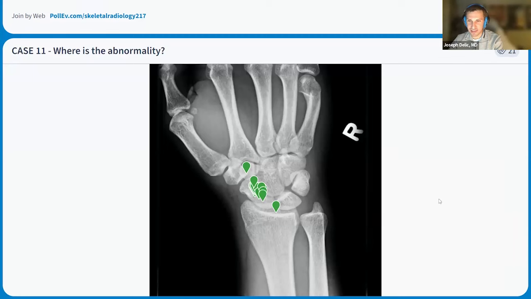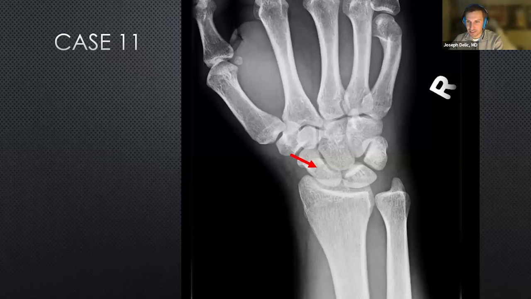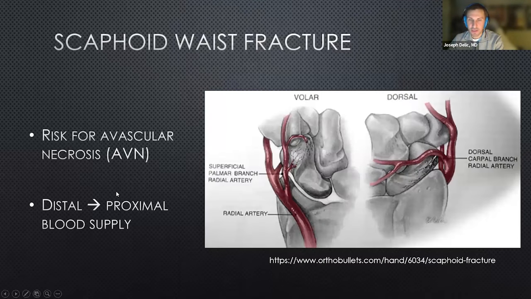Again, you got to play the game. We're looking at this, and there's a very subtle lucency right here through the scaphoid, and this is a non-displaced scaphoid waist fracture, right? So we know that this is an important fracture. We're going to talk about a couple other important fractures, but this is one of the key do not miss fractures in MSK radiology. I had an attending teach me the 3 do not miss fractures. We're going to talk about all 3 tonight. This is number 1. So we know these are important, right? They're a risk for avascular necrosis.